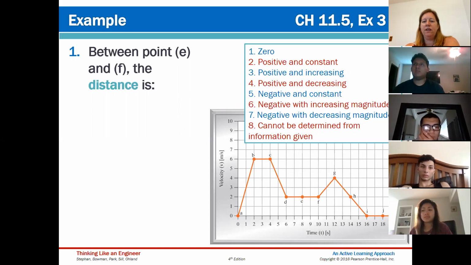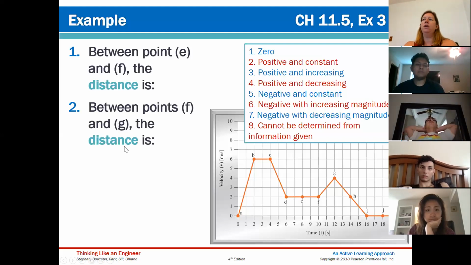So I've got 2 right answers. 3, positive and increasing, because so far we've gone X number of meters in distance. And now we're adding to that, and it's still a positive number. We have not gone below our x-axis or our 0 axis to start subtracting from our distance.